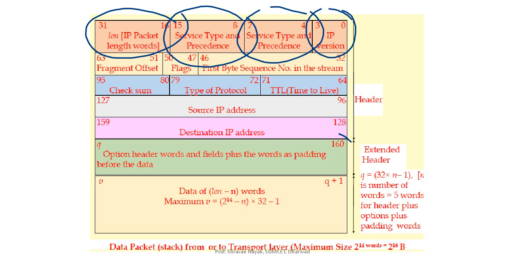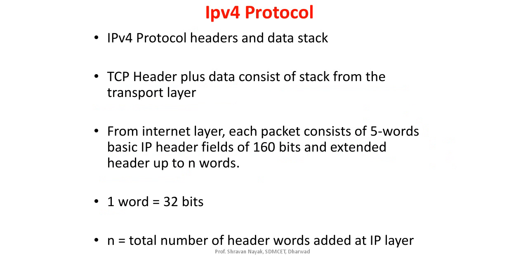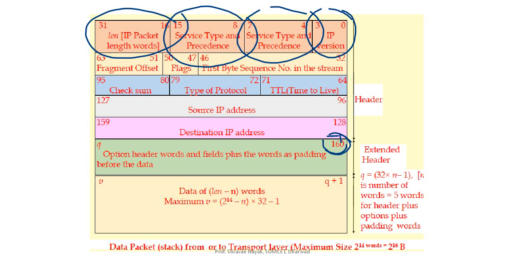From internet layer, each packet consists of 5 words, basic IP header fields of 160 bits and extended header to n words, right? So now you can see here these are the 5 words, 1 2 3 4 5. So this whole thing stands for the header, okay?